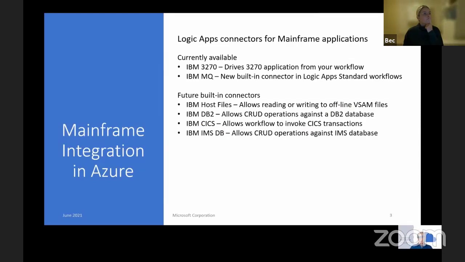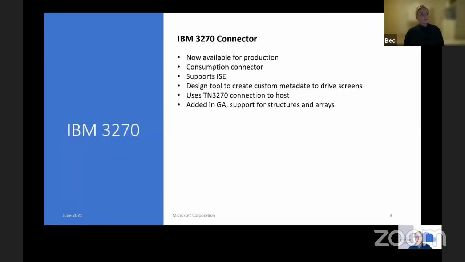On our roadmap of new built-in connectors, we have a host file connector that can read and write to offline VSAM files, a new DB2 connector with wider functionality than the existing connector, a CICS connector that will enable invoking a CICS transaction from your workflow, and an IMS DB connector that will allow workflows access to data in IMS databases. The 3270 connector is based on our session integrator technology.